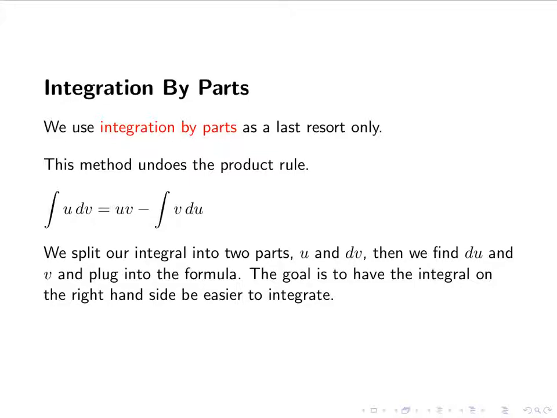And then we use u to find du, so we differentiate it. We use dv to find v, so we integrate it. So by parts uses both integration and differentiation. And then once we've found du and v, we plug them into the formula. The goal here is that this new integral is a lot easier to integrate.